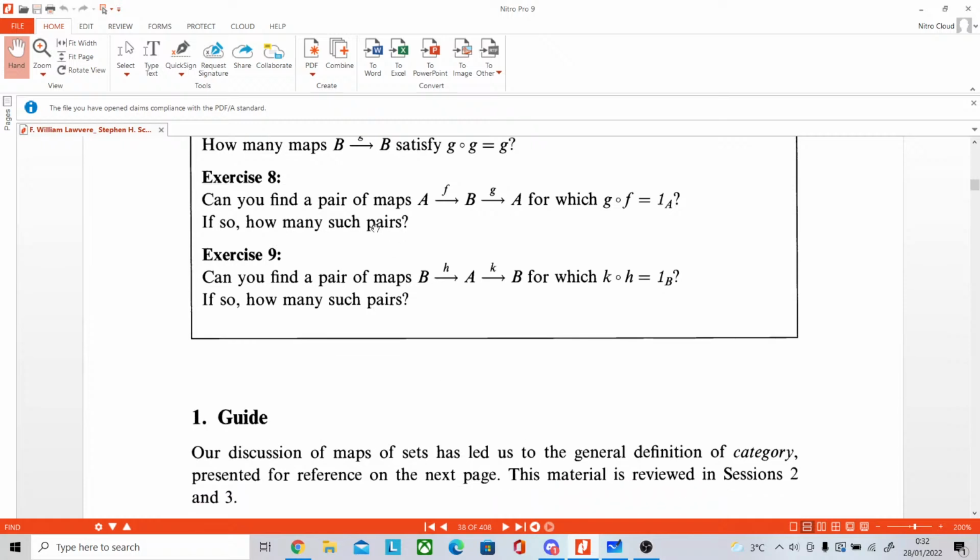Let's do either one of exercise 8 or 9. Let's do the easier one. BAB.